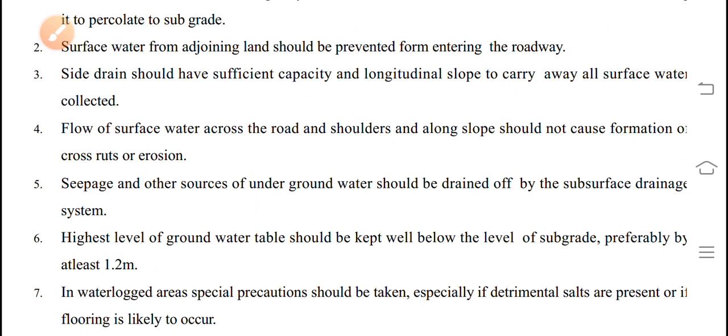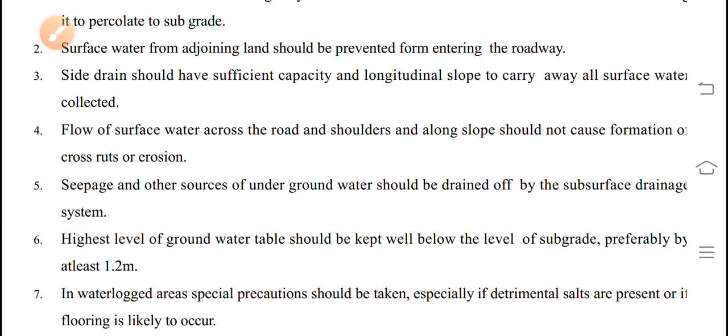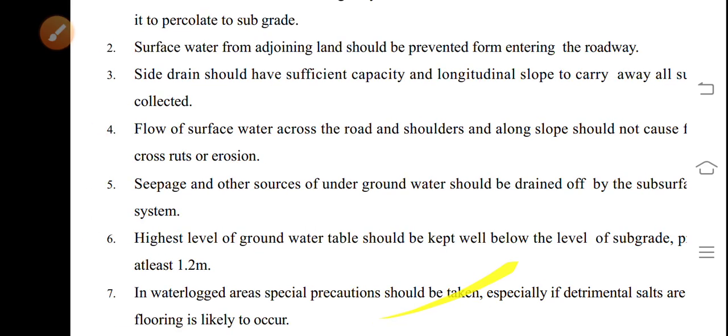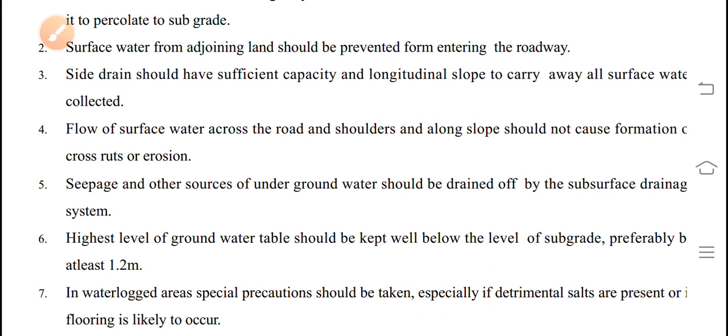Last point, in waterlogged areas, special precautions should be taken, especially if detrimental salts are present or if flooding is likely to occur. That should be avoided.